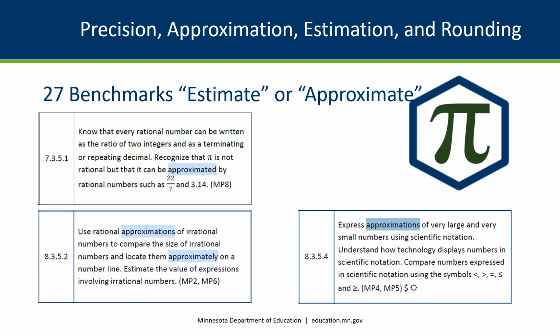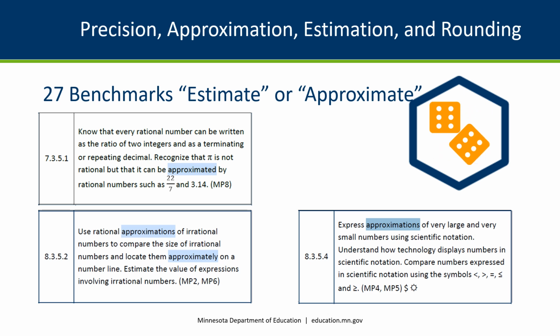Then there's pi. Pi is exact, but it's often approximated and used for computations. And again, the context of the problem matters for the degree of precision. Other irrational numbers also need to be approximated, such as the square root of 2, and also for approximating very large and very small values.